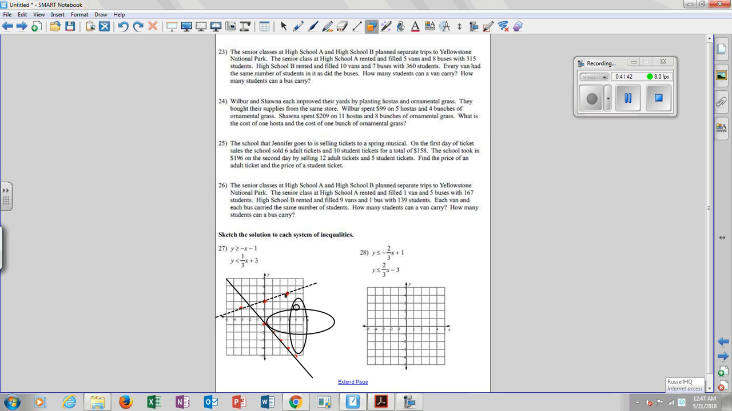However you want to use your oval, as long as I can see that it's this area in between the two lines.